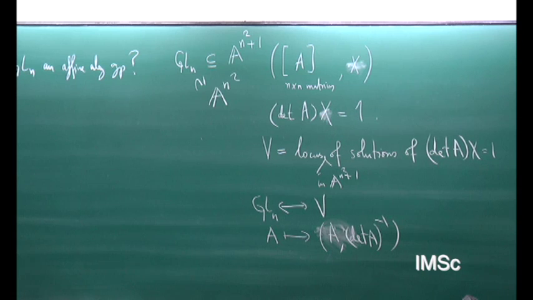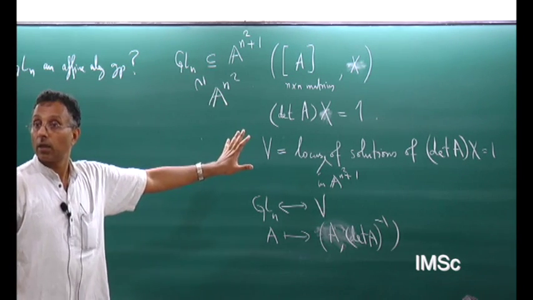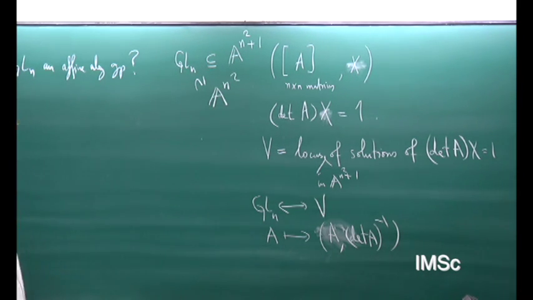Right? That makes it a bijection, and using that bijection I give GLN the structure of, think of it as a variety, an affine algebraic variety. Okay? So that's how GLN is an affine algebraic group.